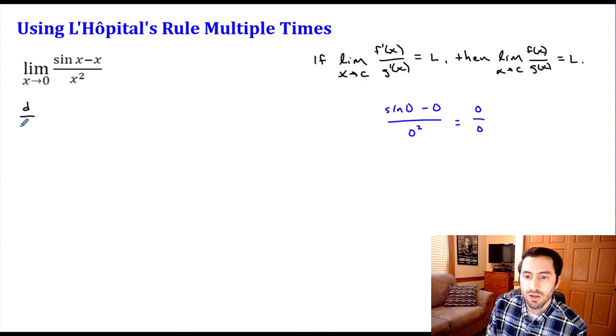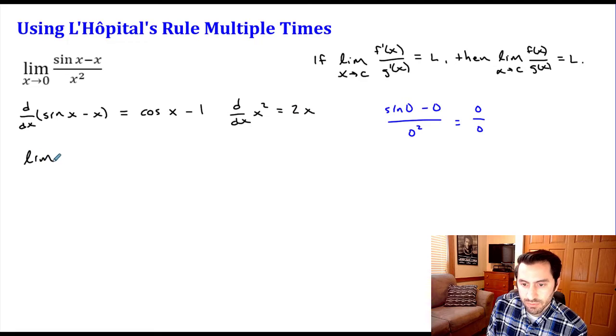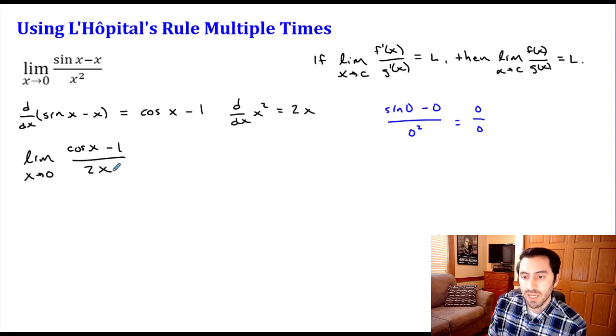So the first thing, we're going to find the derivative of the numerator and of the denominator. So the derivative of sine of x minus x. The derivative of sine is cosine. Then the derivative of negative x is going to be minus 1. And then the derivative of the denominator, the derivative of x squared, is 2x. So rewriting then, this limit is going to be equal to the limit as x approaches 0 of our new numerator, the cosine of x minus 1, over 2 times x.